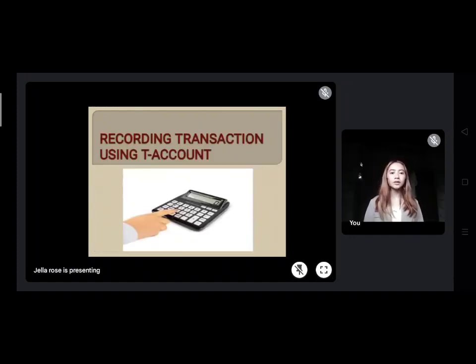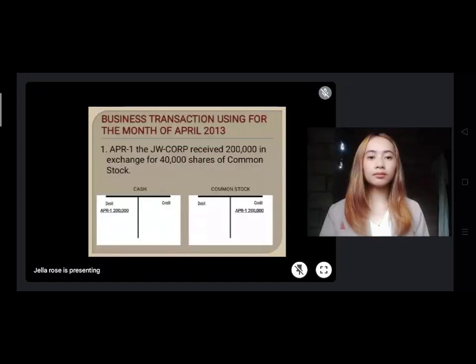Recording transactions using T accounts. Business transactions for the month of April 2013. Number 1, April 1, the JW Corp received 200,000 in exchange for 40,000 shares of common stock.